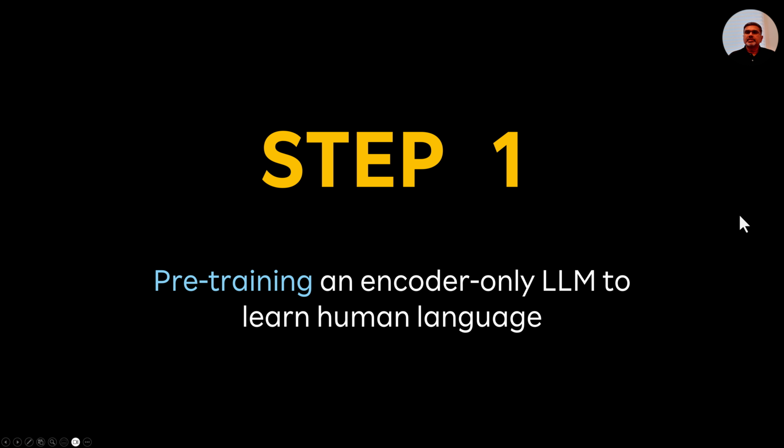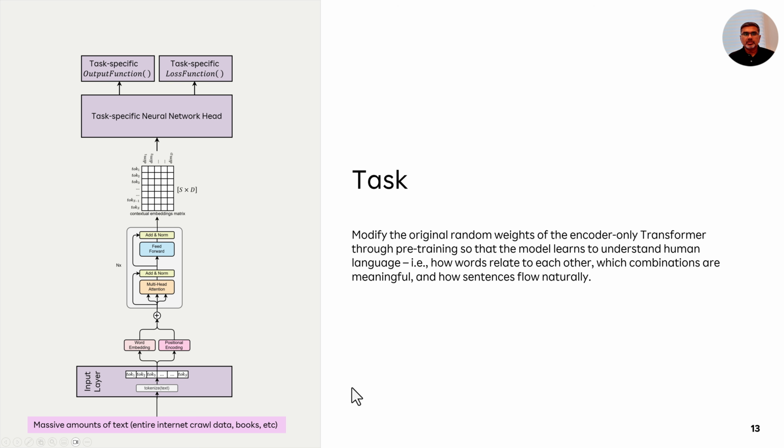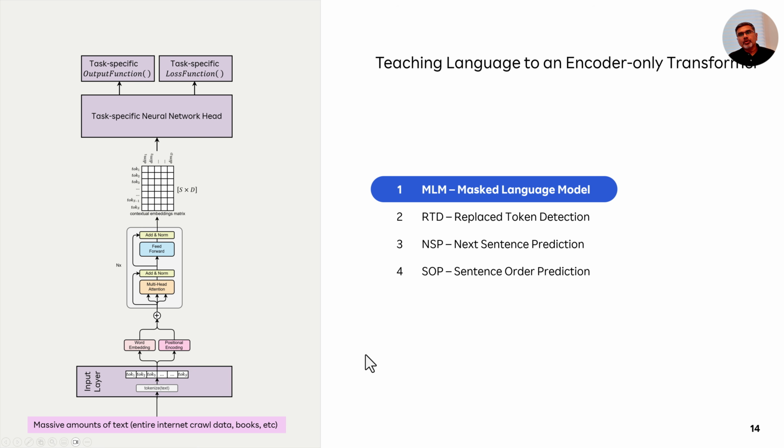Okay, so with that, let's get in and understand step 1. How do you pre-train an encoder-only large language model? This is done so that you can teach the large language model human language. Okay, so how do you teach a machine to learn human language? Let's look at that, which is step 1. In this pre-training step, the key goal is to figure out what you put in these four parts: the input layer, the task-specific neural network head, and the output and loss function blocks. The key goal also is to adjust the weights of the transformer. Okay, so there are four strategies to retrain an encoder-only large language model.